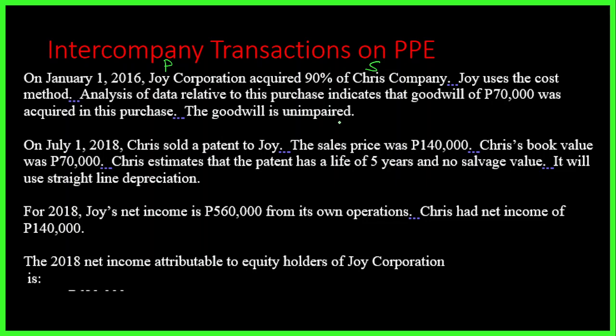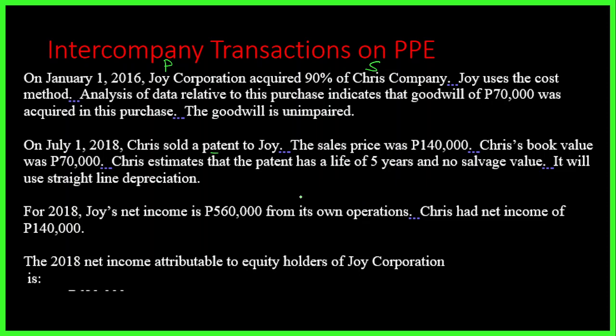Ayan, so ang dali ng trabaho natin, walang impairment. On July 1, Chris sold a patent to Joy. Okay, so kahit hindi siya PPE, pero ganun pa rin naman, diba, yung behavior niyan, long-term asset yan. The sales price was 140, Chris book value was 70. So ibig sabihin, meron po tayong profit na 140 minus 70, you now have 70,000. Chris estimates that the patent has a life of 5 years and no salvage value. It will use straight line depreciation.